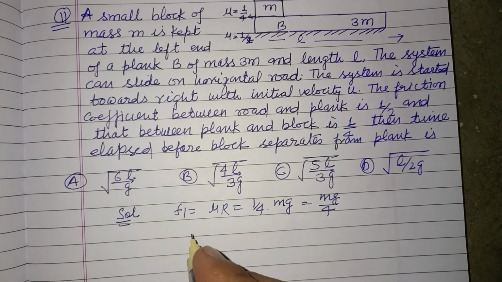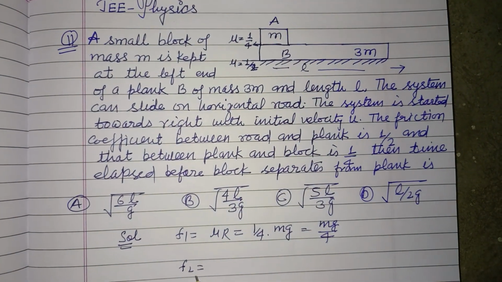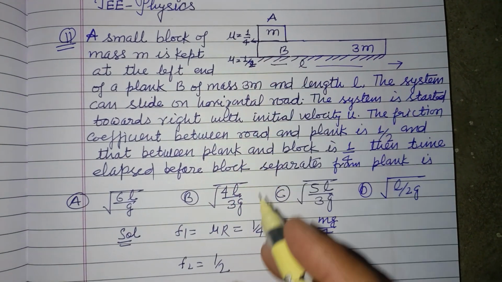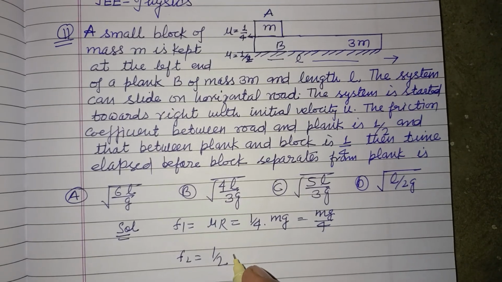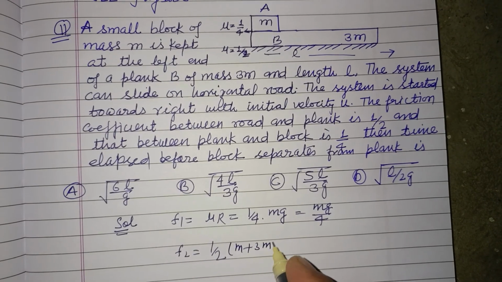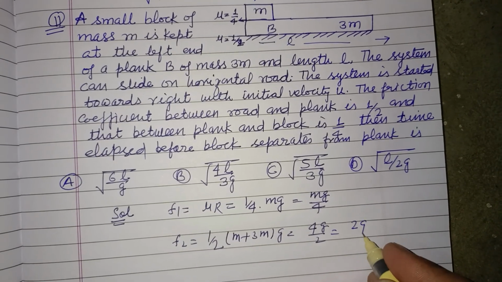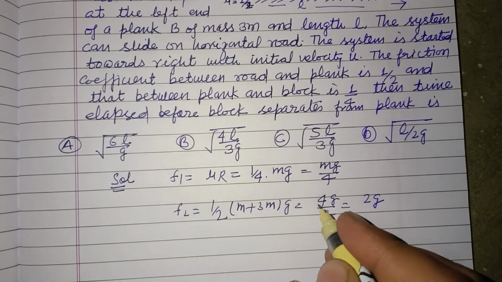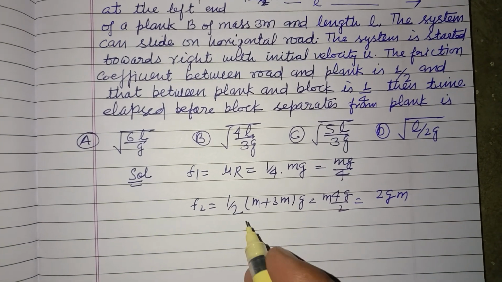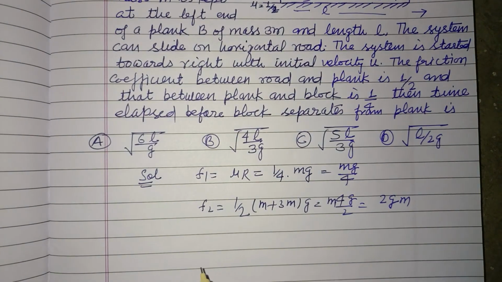Okay. Now the force on block B, F2, equals 1/2 times the coefficient of friction μR. R is (m plus 3m) times g. Therefore this is 4mg/2, it is 2mg. This is the force F2, and this is the force F1.